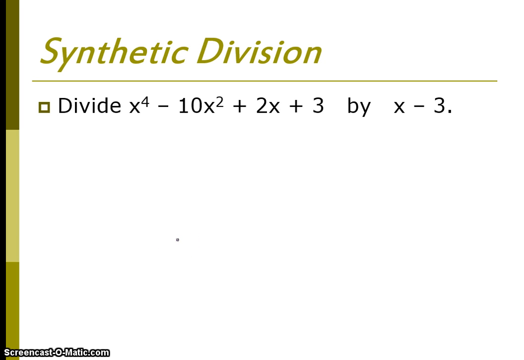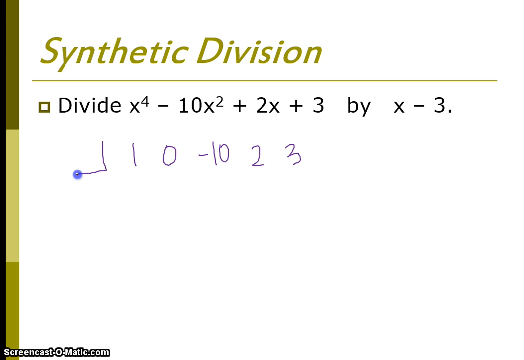Synthetic division. So this is where you're going to look at your coefficients. When I look at this, my coefficient for my x to the fourth is 1. My coefficient for my x cubed, since there isn't one, is 0. Coefficient for x squared is negative 10. Coefficient for the x is 2. Coefficient for the constant, in this case just the constant, is 3. So those are my numbers there.